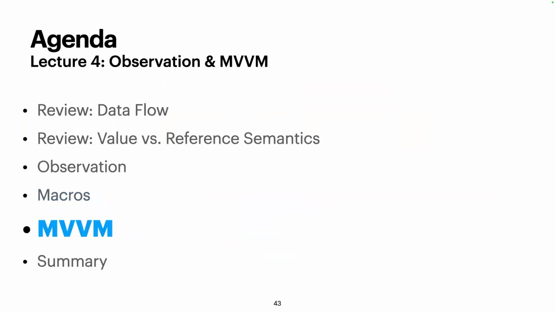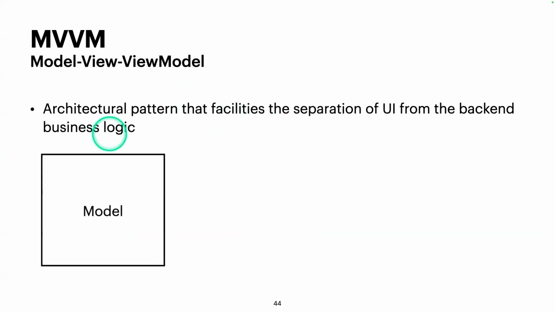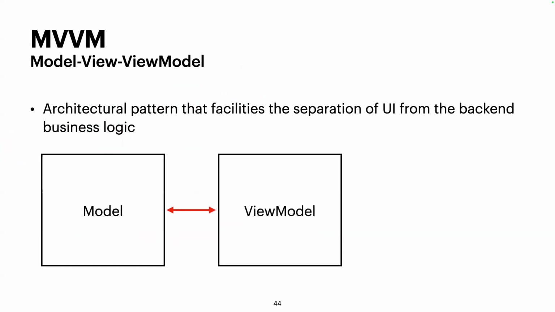All right. So the next main concept is MVVM. MVVM stands for Model View ViewModel, and it's an architectural pattern that facilitates the separation of UI from backend business logic in the rest of your app. So, for example, you first have your model, and your model is simply a representation of your data. In our example before, this model would be our book class. You might have a person struct, a game manager class, or a car struct. Your model is a representation of your data, and that's usually your classes and structs.